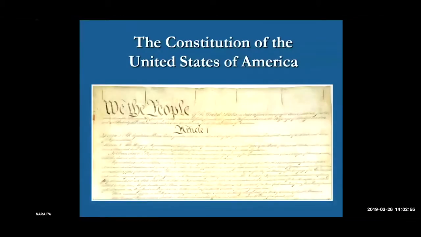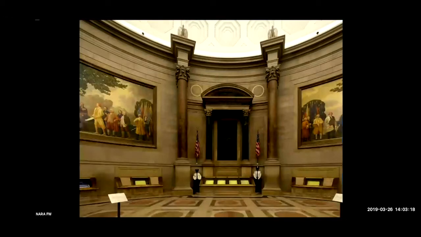Now, one of the most important historical documents that we have at the National Archives is obviously the Constitution of the United States. And the Constitution is where the powers of the president are defined, along with the powers of the other two branches of government, the legislative branch and the judicial branch. The Constitution is on exhibit at the National Archives building in Washington, D.C., right in between the original Declaration of Independence and the Bill of Rights. Millions of people visit the National Archives every year to see these important founding documents of our country.